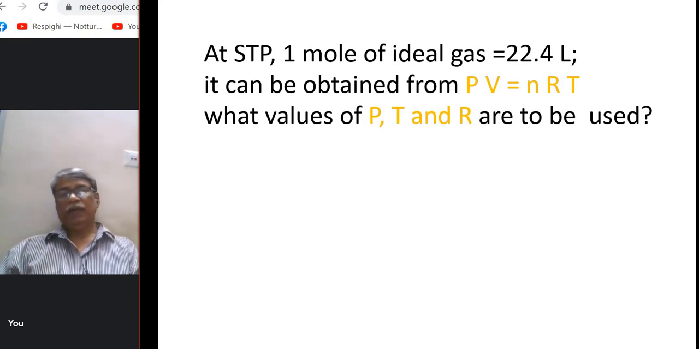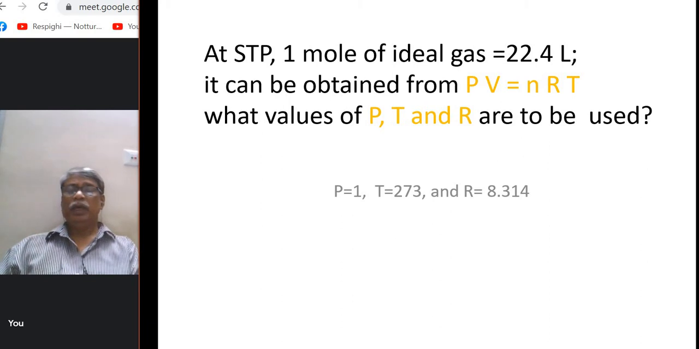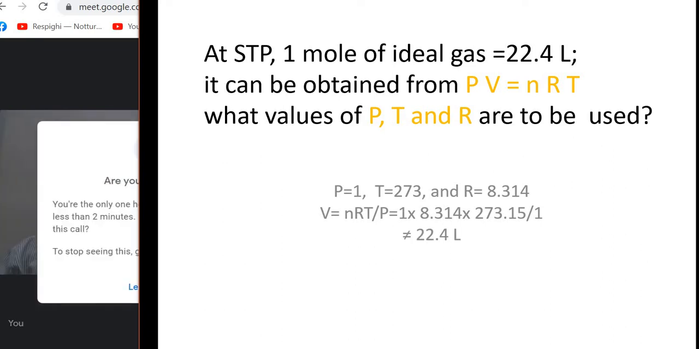So very often I've done this experiment with my students, that the answer comes like P is 1 sir, T is 273, and R is 8.314, that they are used to give very often and frequently. But if we just put it in the nRT by P, we will not get 22.4 liters.